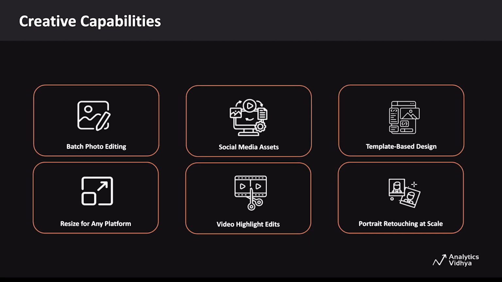Here is everything the Adobe plugin can do inside co-work. Batch photo editing lets you apply the same style, color grade, or tone adjustment across an entire folder of images at once. Social media asset creation handles sizing and formatting for every platform from a single source file. Template-based design pulls your existing Creative Cloud templates and populates them with the new content. Resizing outputs the same asset in exact pixel dimensions for every channel you need. Video highlight editing auto-selects and assembles the best moments from longer footage. And portrait retouching applies consistent corrections across batches of headshots or product images.